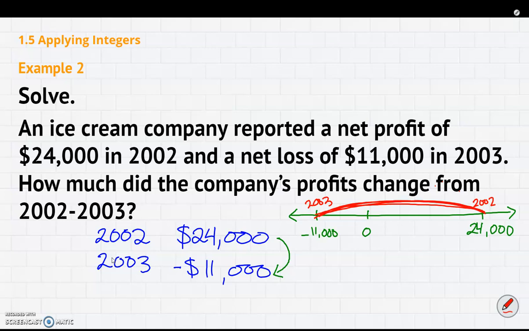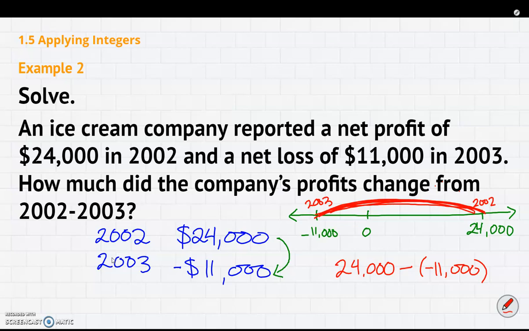And notice I said the word difference, okay? And difference meaning subtraction. So if I take 24,000 and I subtract this negative 11,000, that will tell me how much space lies in between them. What is the difference?